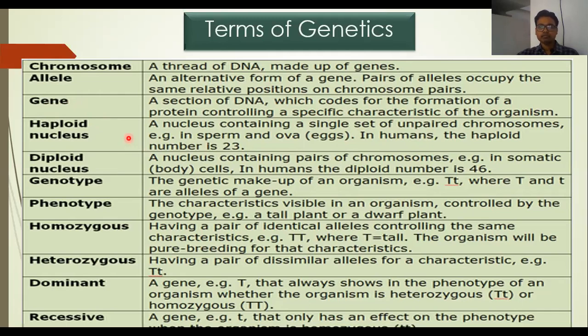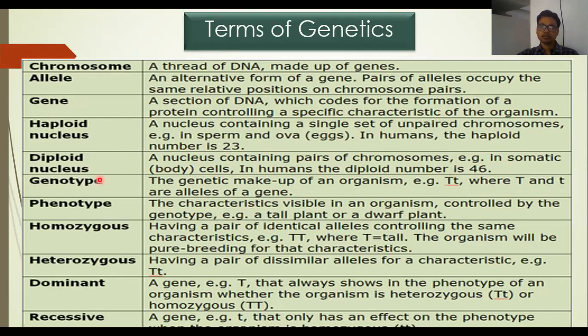There are different nuclei: haploid nucleus or diploid nucleus. Haploid nucleus is a single set of unpaired chromosomes, and diploid nucleus is a pair of chromosomes in a somatic cell. Somatic means body cell. The diploid number is 46.